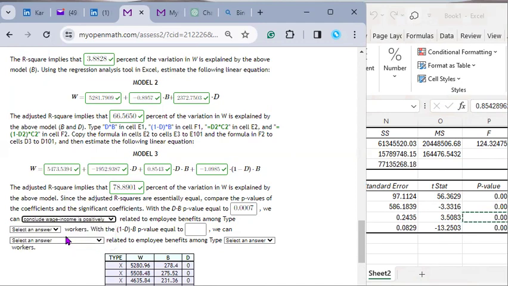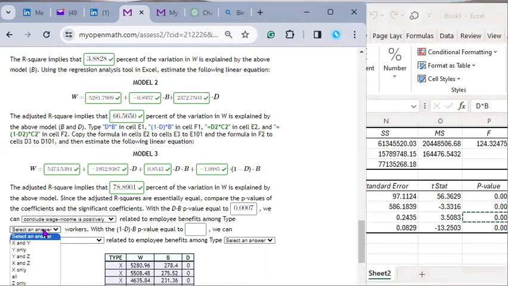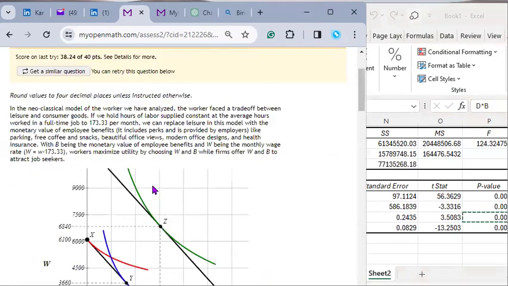We can do that amongst, remember, D is 1 if the employee is high productivity, right? And high productivity workers were type Z workers, right? Type Z were the high productivity workers.